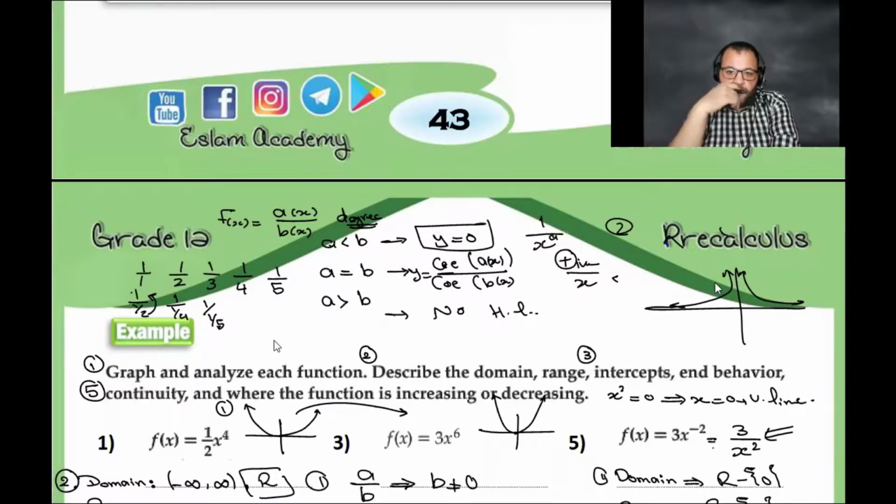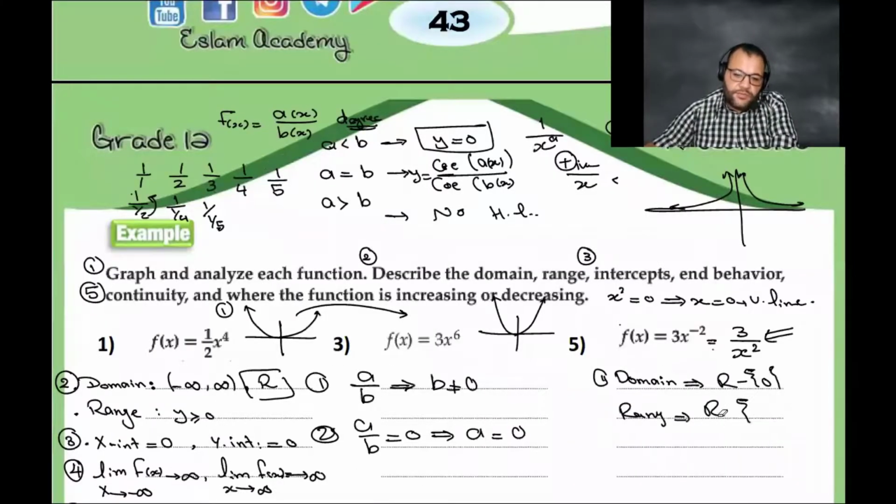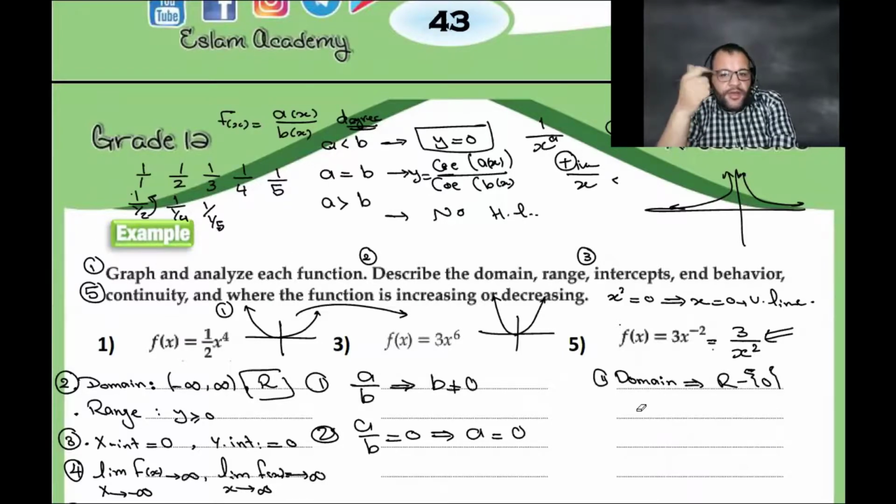What is the domain for this one? Okay. All values except 0. What is the range? Yeah. All values except 0. Not all values. If you remember the mistake that we did last time. Yes. More than 0.